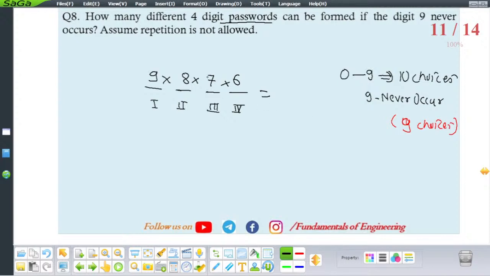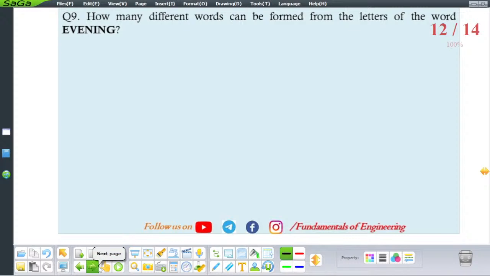42 into 8 into 9. So I am doing that calculation for you. So the final answer we are getting is 3024. You can cross check. So 3024 distinct passwords can be formed when 9 never occurs. You can cross check the answers.